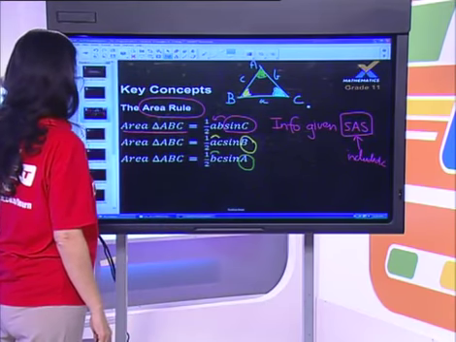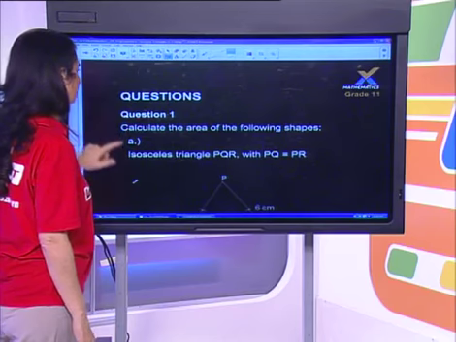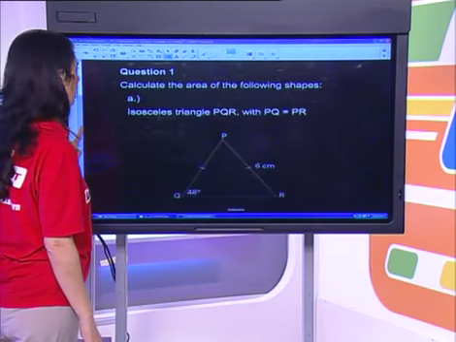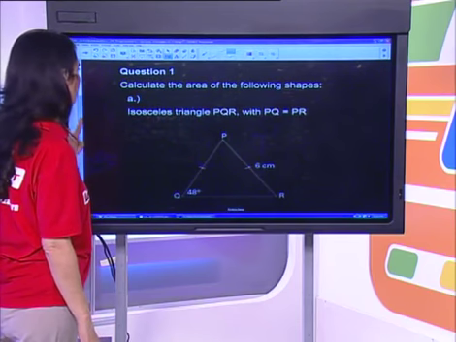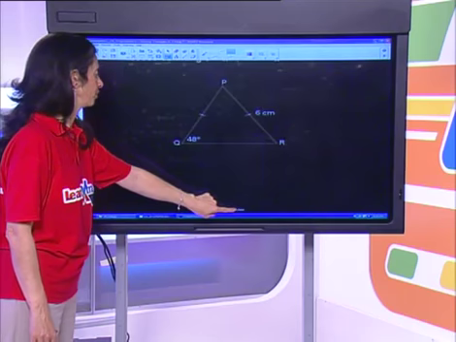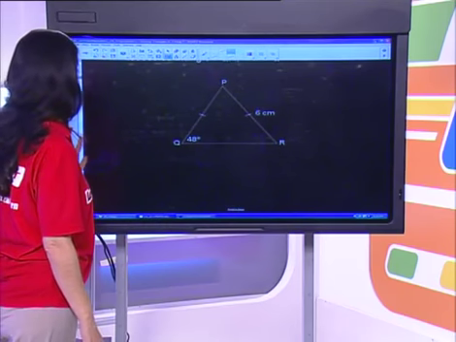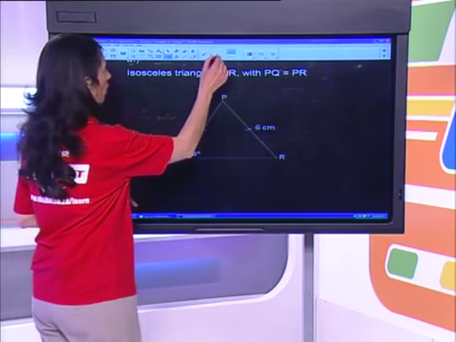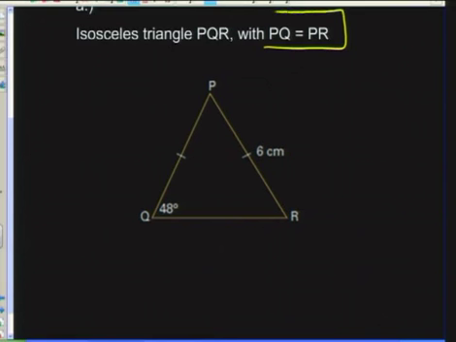Right, let's have a look at some of the examples. We want to be able to calculate the area of the following shapes. Firstly, in this isosceles triangle, we've got PQ equals QR. So the given information is PQ equals QR. It's been marked on my figure. And so therefore this must be 6 centimeters.